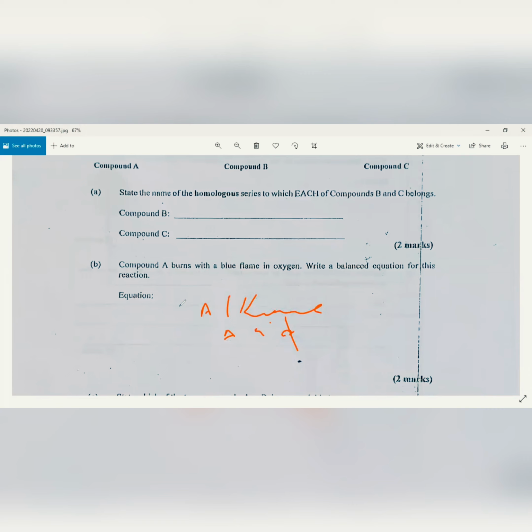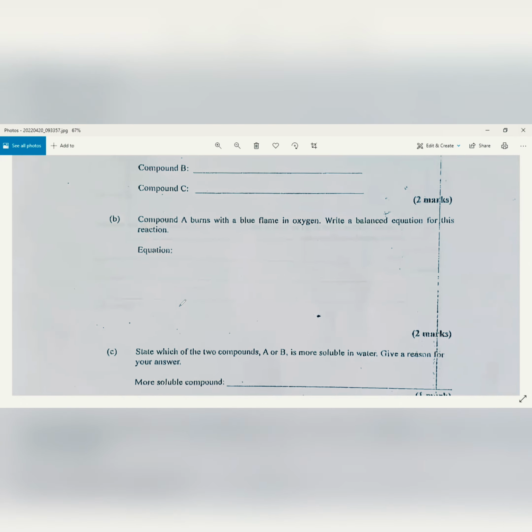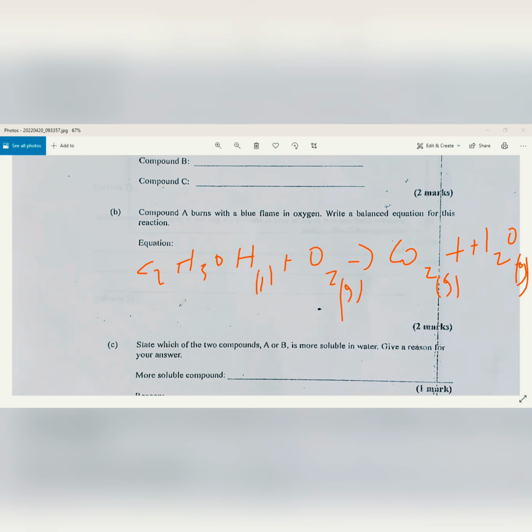It says here that compound A burns with a blue flame in oxygen. Write a balanced equation for this reaction. So compound A is actually ethanol, and it burns with a blue flame. Ethanol would be C2H5OH, and if it burns in oxygen, it's going to produce carbon dioxide and water. This is a combustion reaction. And since it is being burnt, the water is going to be in vapor form, and carbon dioxide a gas. Oxygen is a gas, and of course, ethanol would be a liquid.